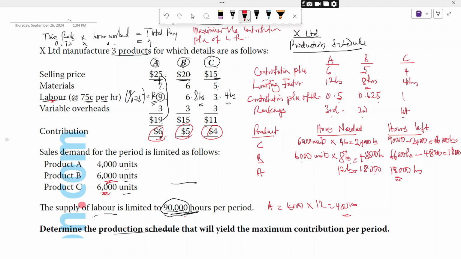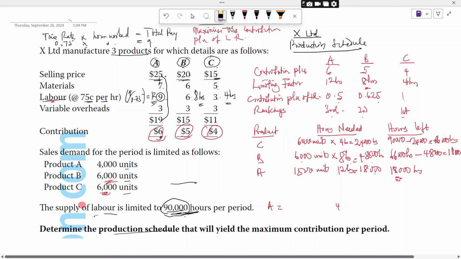So 18,000 divided by 12 will give us 1,500 units. So this is basically telling us that we have to produce 6,000 units of C, 6,000 units of B, and 1,500 units of A. So that is the production schedule.